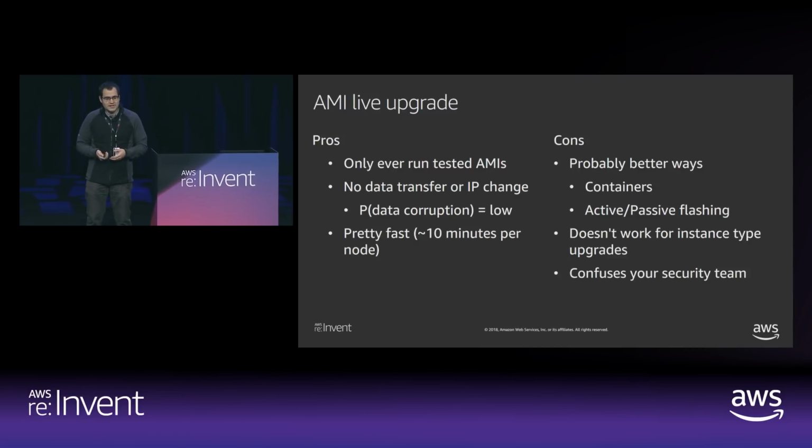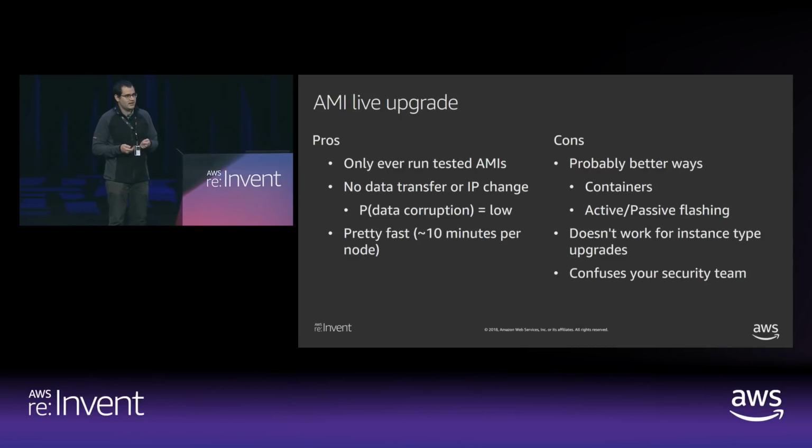We think that the more promising technique is something like active passive flashing, the way that, for example, Chromebooks work, or the way that CoreOS upgrades work, where you have two root volumes, and then you can switch between them. So we think that's probably the next step of this technique. And it obviously, again, doesn't work for instance type upgrades. We can't magically turn the instance from an I2 to an I3 just by rebooting it. Although Amazon, if you're listening, that'd be pretty cool.